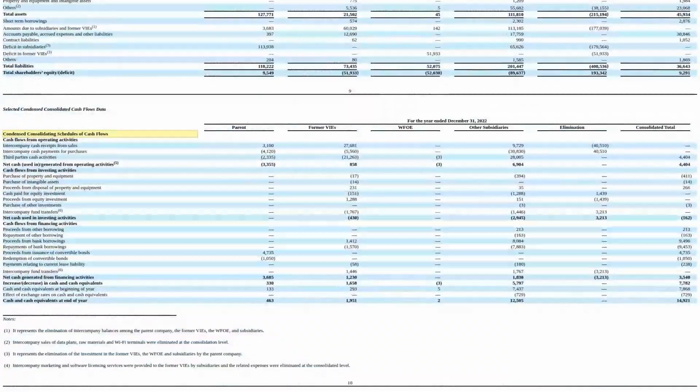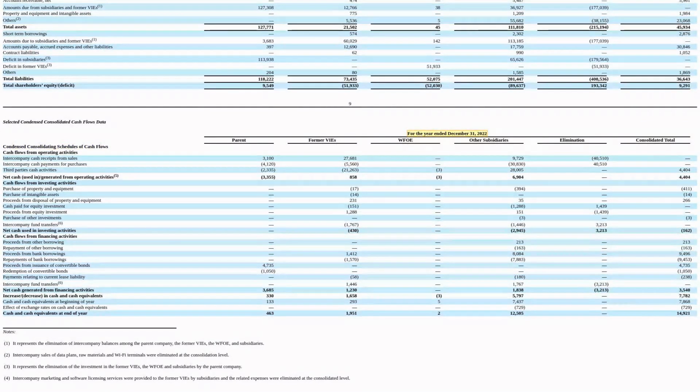Now the cash flow. The important thing here is this. The company has negative $333 million net cash used in operating activities, but positive 3.6 net cash generated from financing activities. That seems concerning, and we will keep an eye out for it. We can also see in more detail in that same year that most of the cash was transferred as intercompany payments for purchase of data plans, raw materials, Wi-Fi terminals, and a transfer of equity investment.